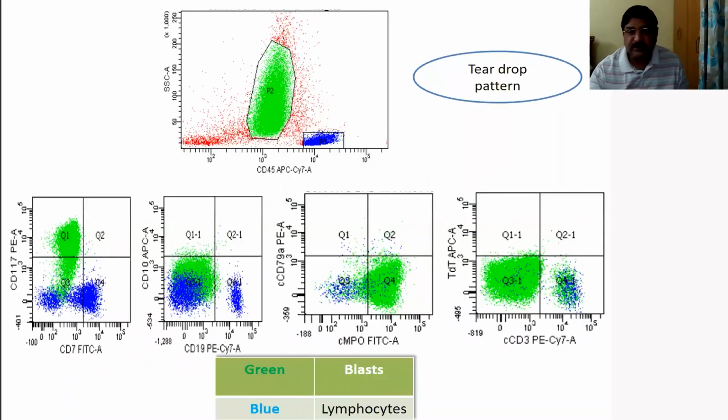So here you can see that you have a large P2 cluster which has a higher side scatter. And the cells are CD117 positive, as I mentioned, and negative for CD19 and CD10. And cytoplasmic MPO is positive, negative for TdT and cytoplasmic CD3. As I mentioned, these cells have high side scatter, CD117 positive. And CD34 is not here. I'll show you that. Next slide.